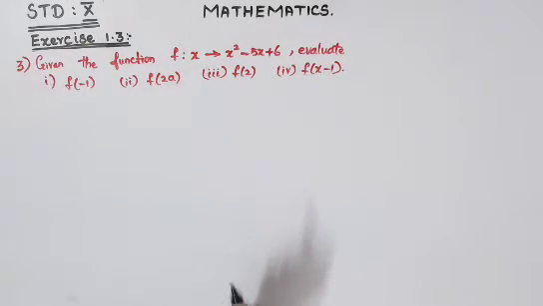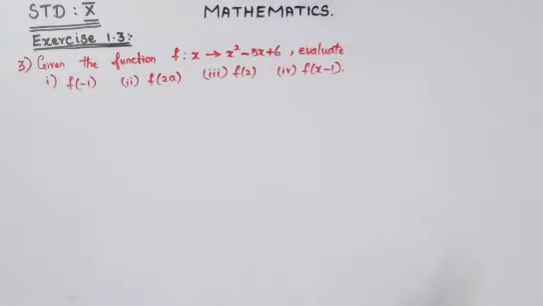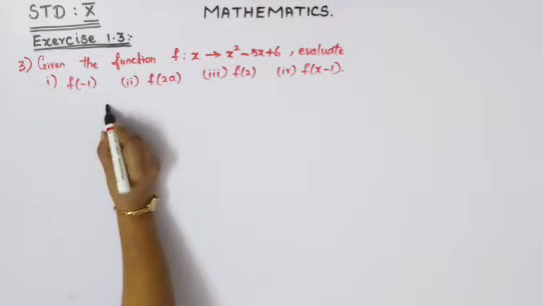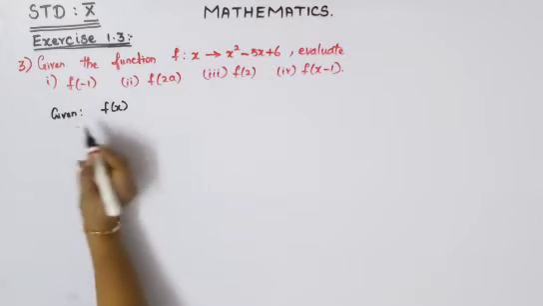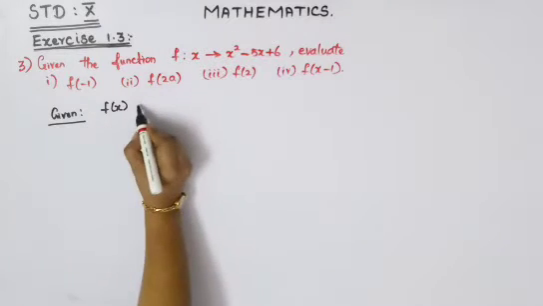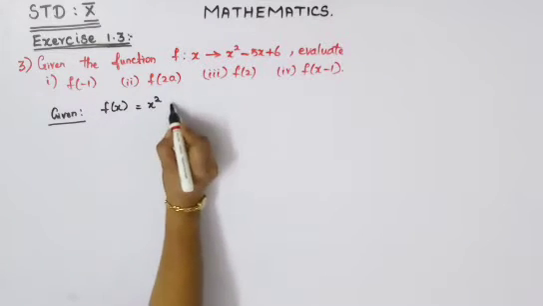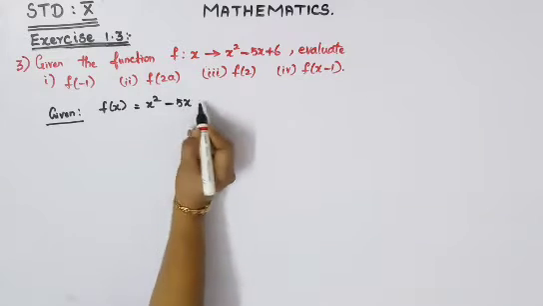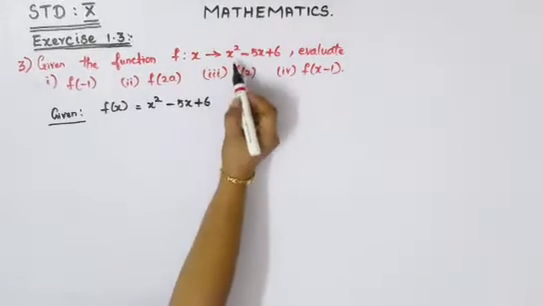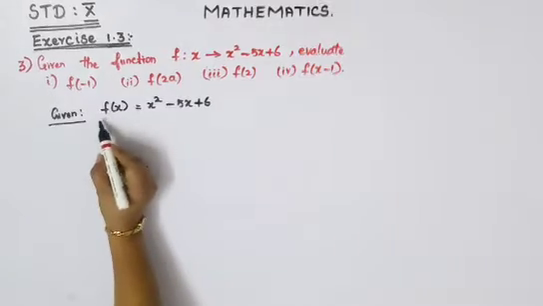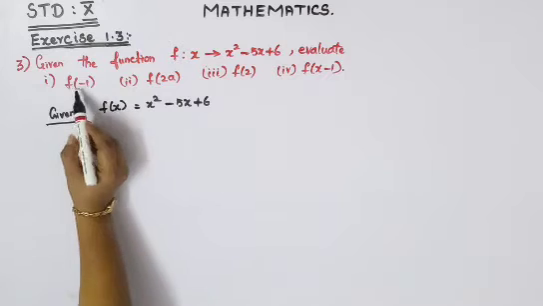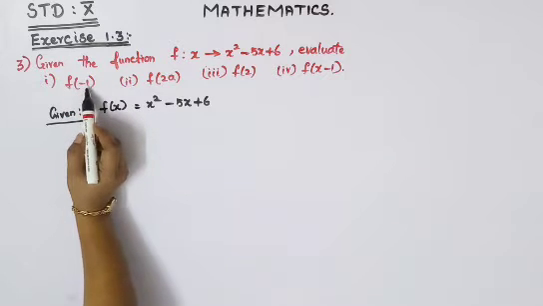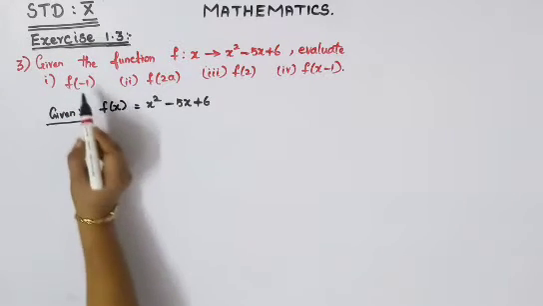Okay, so they have given the condition over there. So first we will just write the condition. f of x is equal to x square minus 5x plus 6. So here they have given, so that condition you just take it as f of x is equal to your question as it is. Now first is f of minus 1 they have asked. So in the place of x we will have to put minus 1.